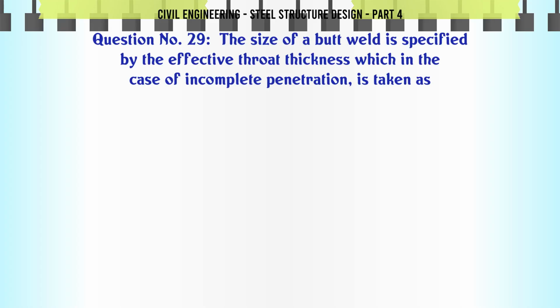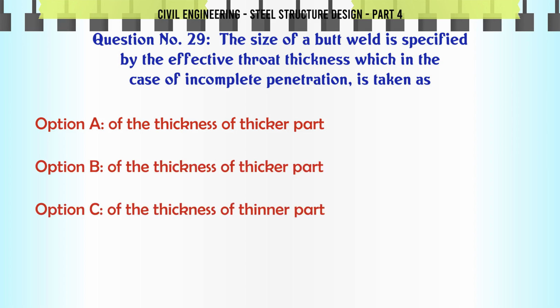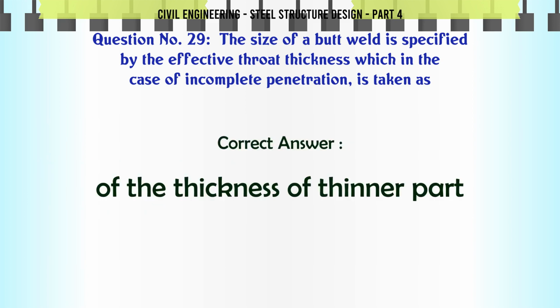The size of a butt weld is specified by the effective throat thickness, which in the case of incomplete penetration is taken as A. of the thickness of thicker part, B. of the thickness of thicker part, C. of the thickness of thinner part, D. of the thickness of thinner part. The correct answer is of the thickness of thinner part.